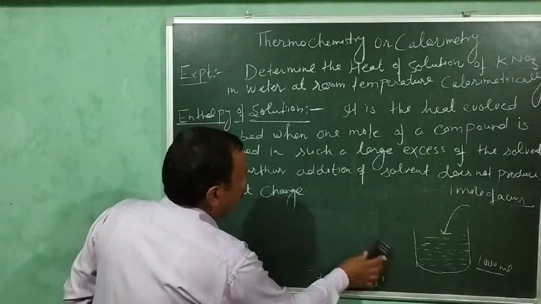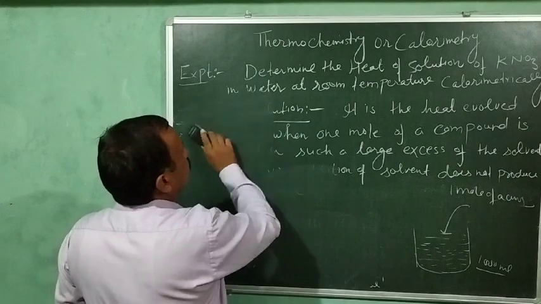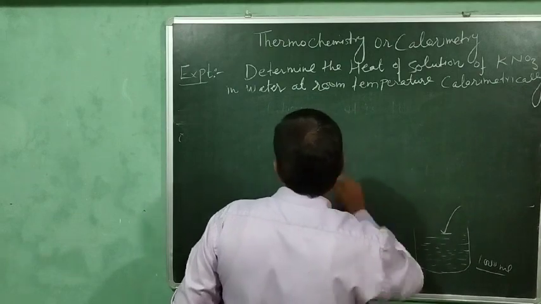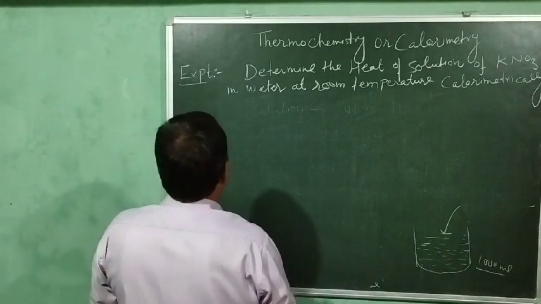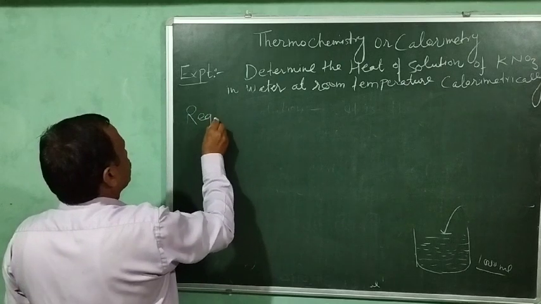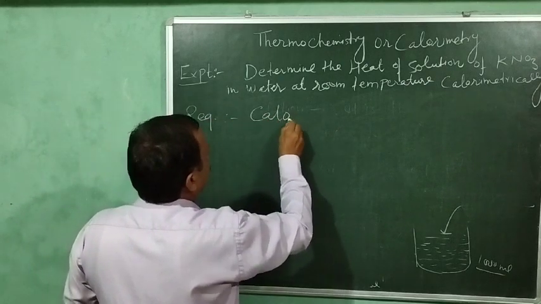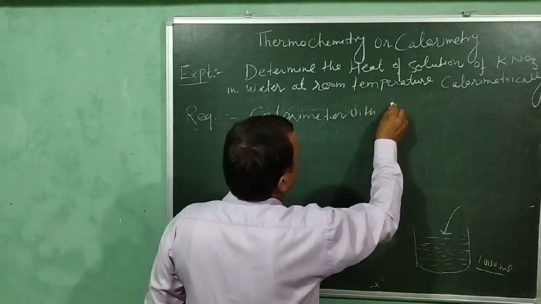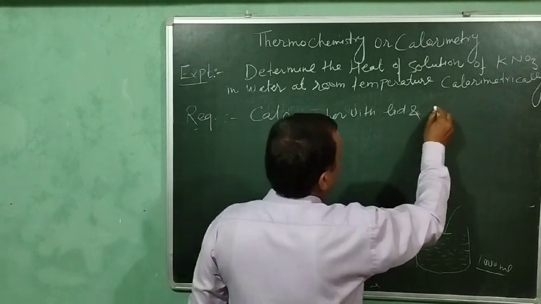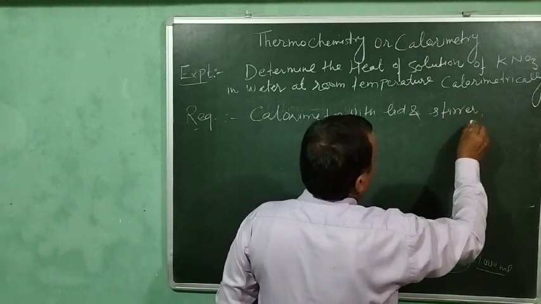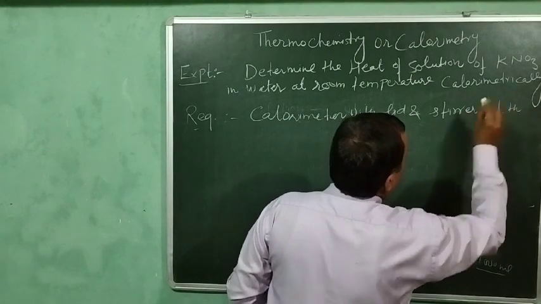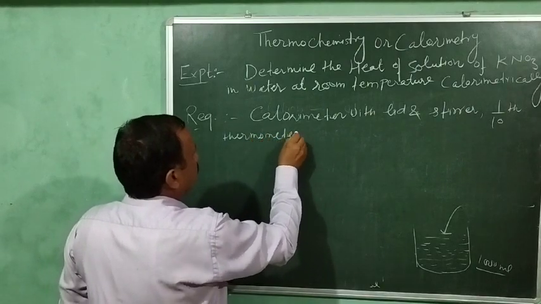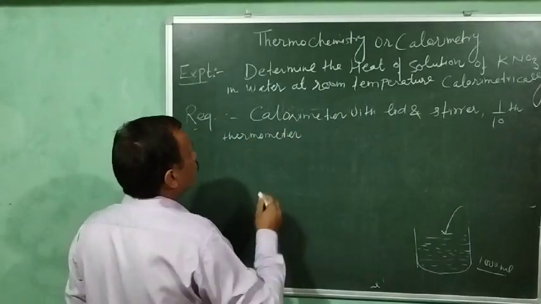So now let us come to the experiment. First of all, I will write the requirements of this experiment. So requirements are: calorimeter with lid and stirrer, then 1/10 thermometer, and I have explained it in my previous video.